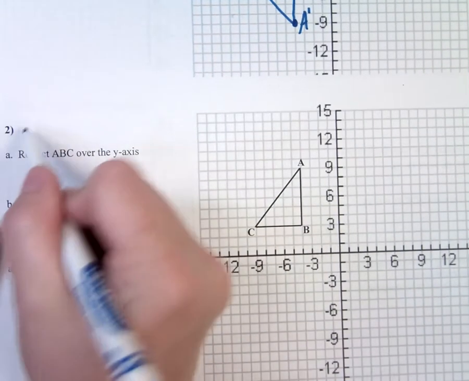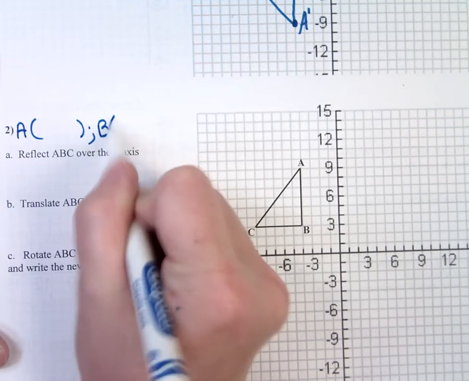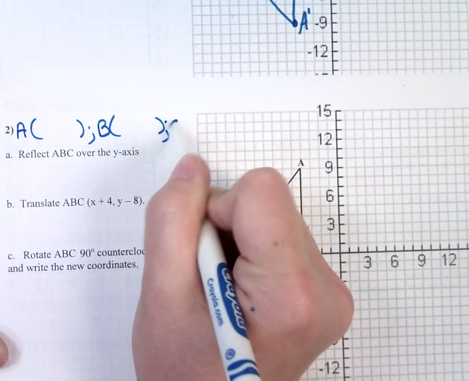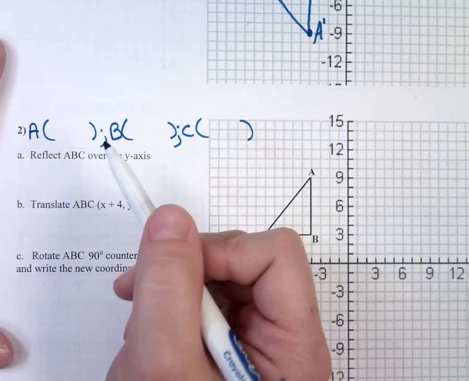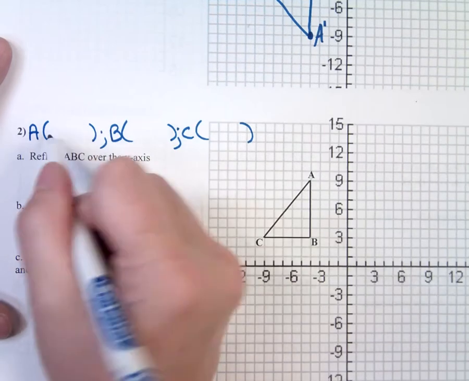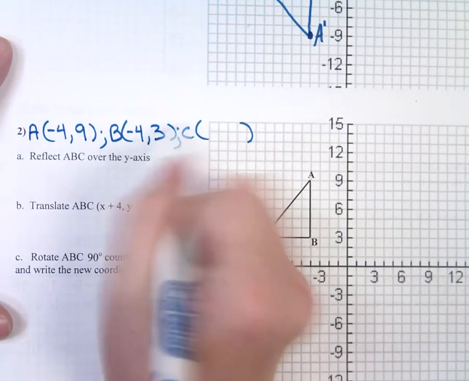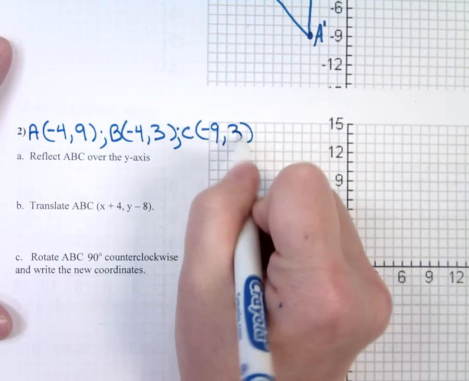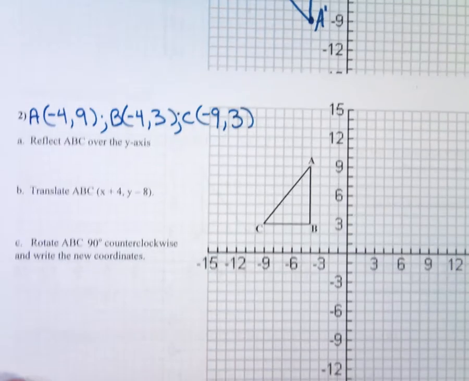Do you notice that number 2's triangle is the same as number 1's triangle? Yes. Okay, so my A, B, and C are going to be the same A, B, and C that they were for number 1. So my A is negative 4, 9, my B is negative 4, 3, and my C is negative 9, 3, because it's the same triangle that we had for number 1. So I just recopied the ordered pairs.